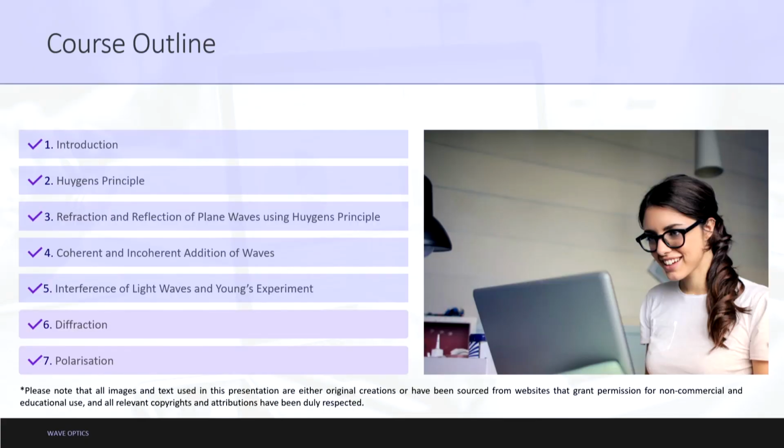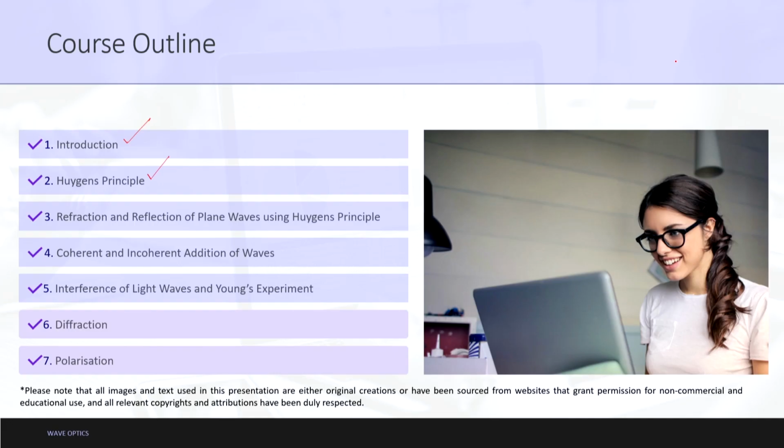So, the course outline: we started with the introduction concept, that is, why wave optics is necessary and how it is different from the Descartes wave theory. In the Huygens principle, I explained what the wavefront principle is, and that if we know the wavefront at time t equal to 0, the wavefront at some later time t can be calculated directly. The third part was the application of Huygens principle, in which we tried to prove the laws of refraction and reflection of plane waves.